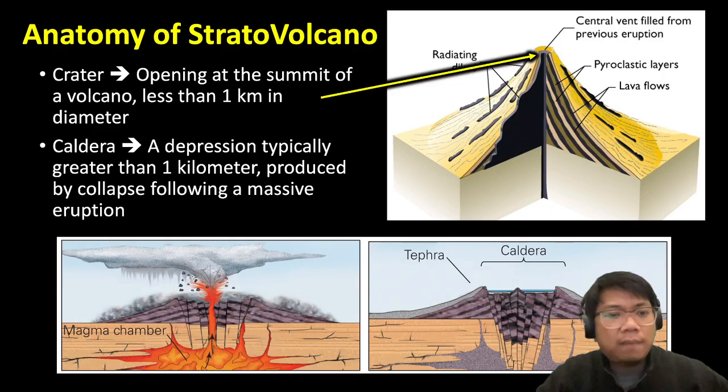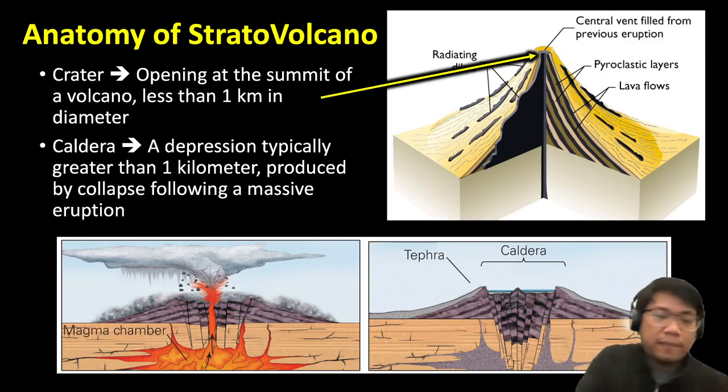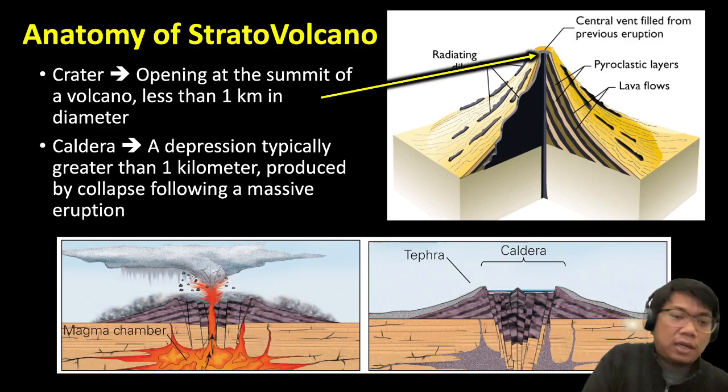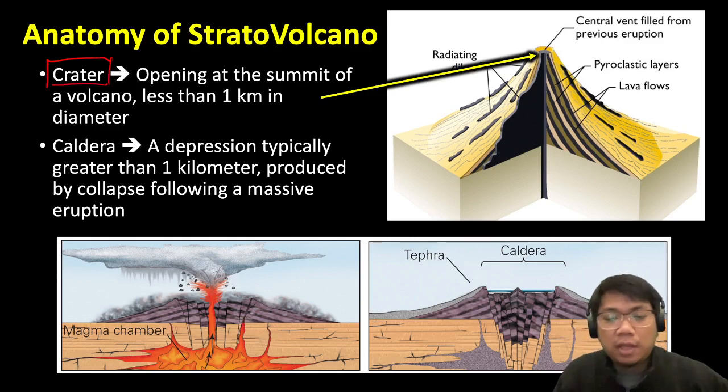Okay, the anatomy of stratovolcano. One thing that I would like to point out is that we know a term which is called a crater. Okay, a crater is an opening at the summit of a volcano, which is relatively small, actually less than 1 kilometer in diameter. But sometimes you've probably heard about something that we call as caldera.